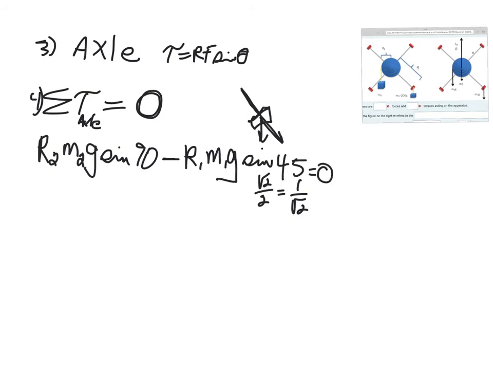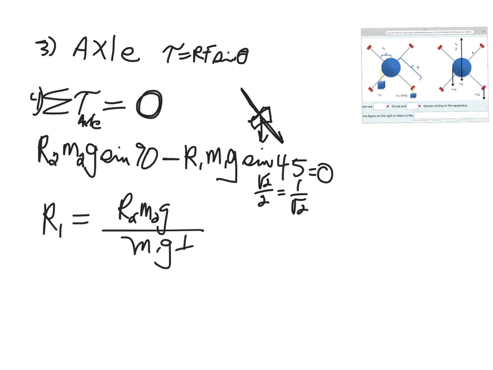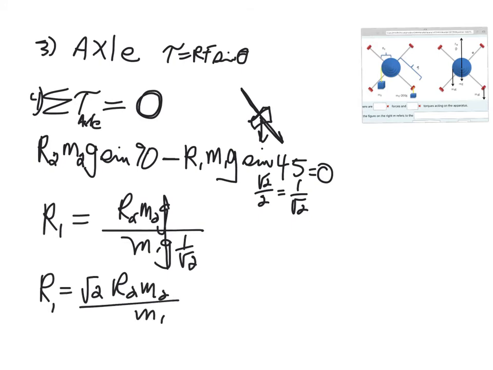So when you do the algebra, you're going to get R1 equals R2 M2G sine 90, which is 1, divided by the M1G from the other side, 1 over the square root of 2, and of course the G's cancel, and when you simplify all that, you get the final solution. Square root of 2, R2, M2 over M1.